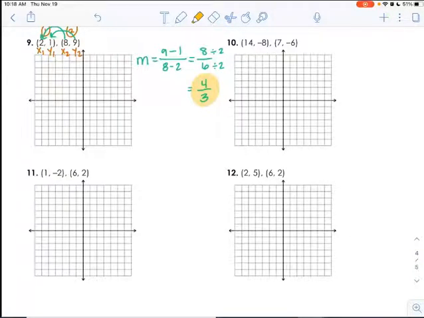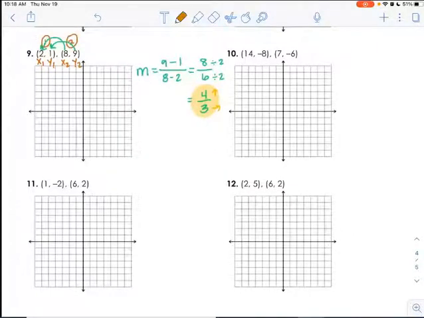What would you expect this line to look like? Positive, so it would be increasing or going up. Specifically, we can expect to go up 4/3 from one point to the other. So let's verify that on our graph.